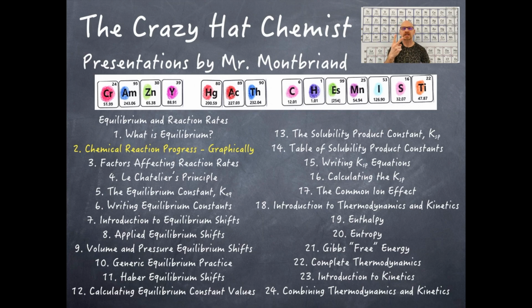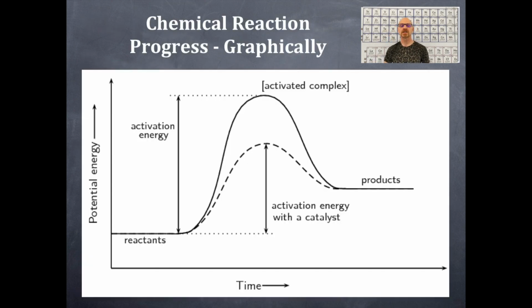So here we go, the second video on equilibrium and reaction rates. Chemical reaction progress. What I want you to do is carefully look at this graph. On the y-axis we have the potential energy, and on the x-axis we have time. I'm going to point out some key features of this graphic.